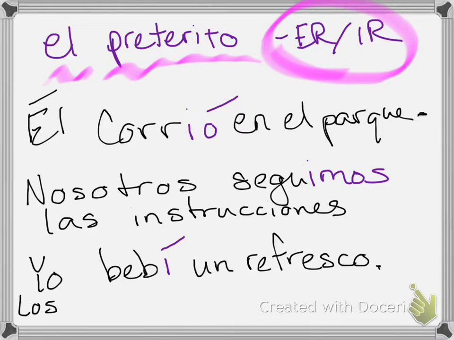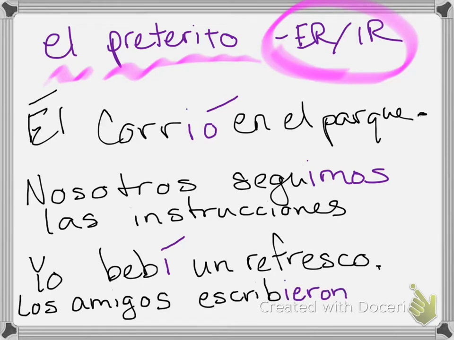Say los niños. So this would be they, right? Los niños. I always go with niños. Let's go to amigos. Los amigos. Muy bien. Los amigos. And we'll do escribir. Escribir. So I'm going to get rid of my IR ending. Look at my chart. My new ending is ieron. Los amigos escribieron.